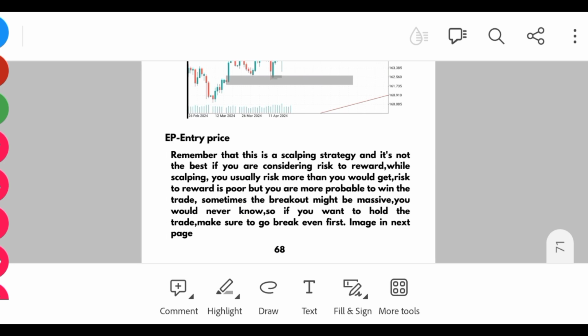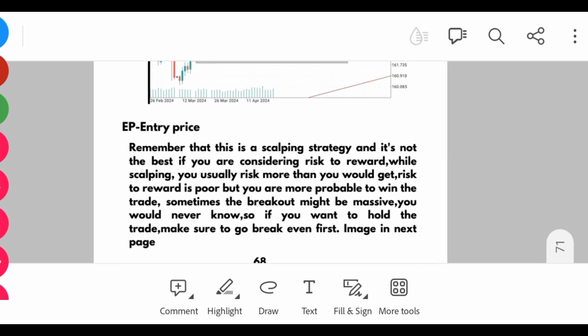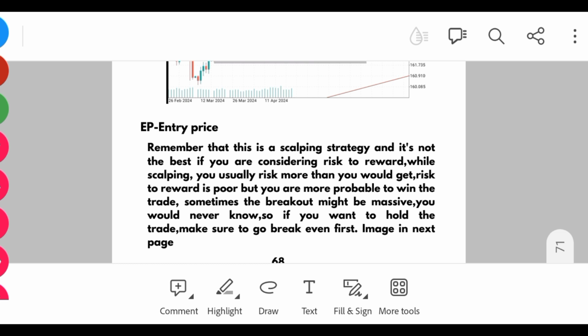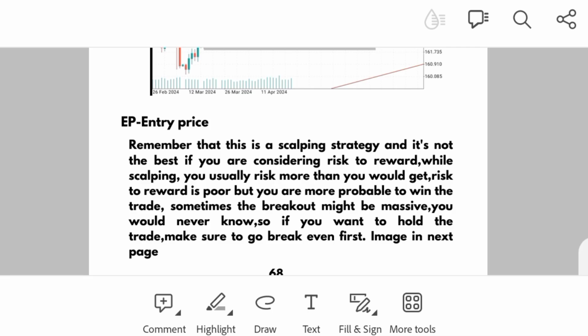Okay, so now remember, this is a scalping strategy and it's not the best if you are considering risk to reward. Scalping usually risks more than you would get. Risk to reward is poor when you are scalping, but you are more probable to win the trade. Sometimes the breakout might be massive. You never know. So if you want to hold the trade, make sure to go break even first, just like I told you before. If you want to hold the trade, make sure you go break even first before you hold the trade.